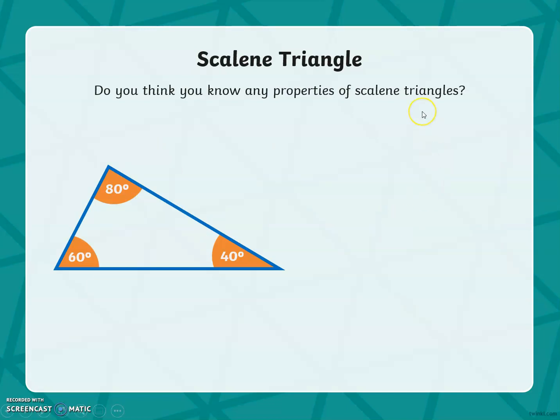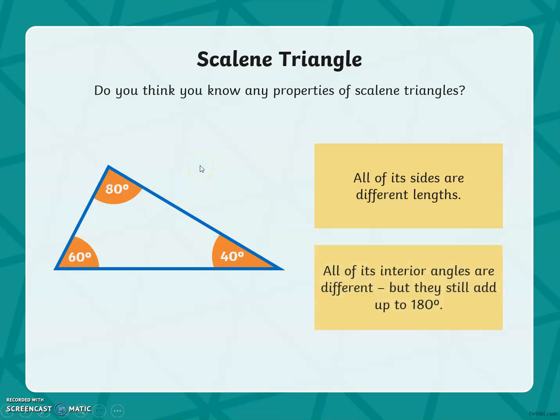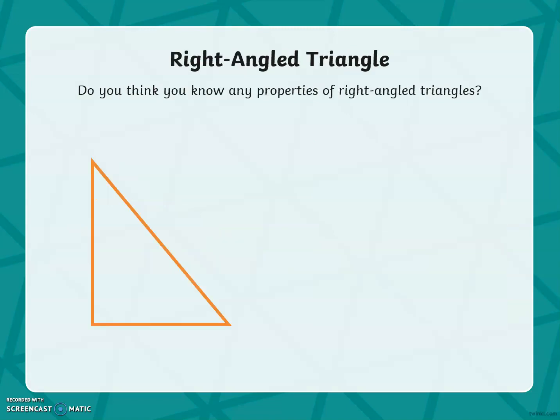Then we have a scalene triangle. So what are the properties of a scalene triangle? All of its sides are different lengths. So as you can see, this length from here to here is different, and it's different here, and it's also different here, which also means that the interior angles are all different. However, they still add up to 180 degrees. So although the measurements are all different, the angles are all different, they still measure up to 180 degrees.